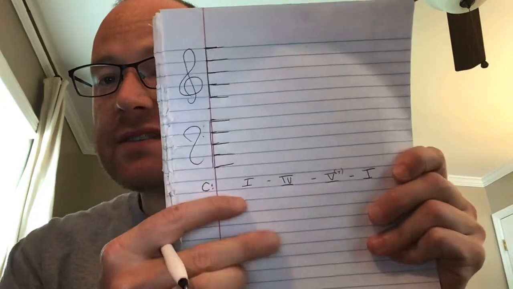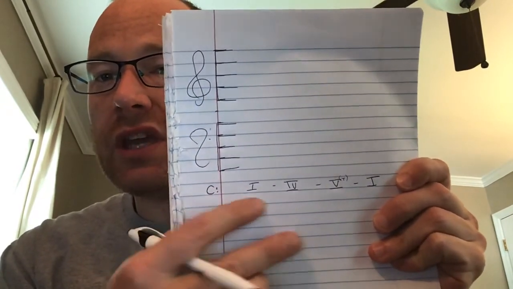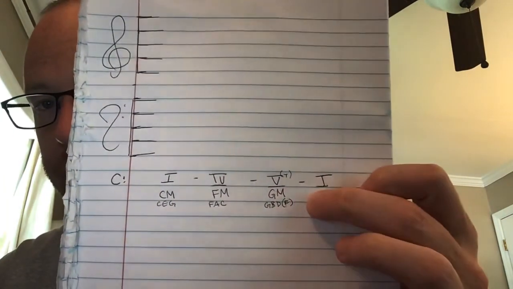In C major, as I'm going through my process, I'm going to put in on each of these chords what chord I'm on. My 1 chord is going to be a C major chord, C, E, G. My major 4 is F major, F, A, C. My 5 is G major, G, B, D, with an option for an F natural. That's my 7. And then ending back on C major, C, E, G.